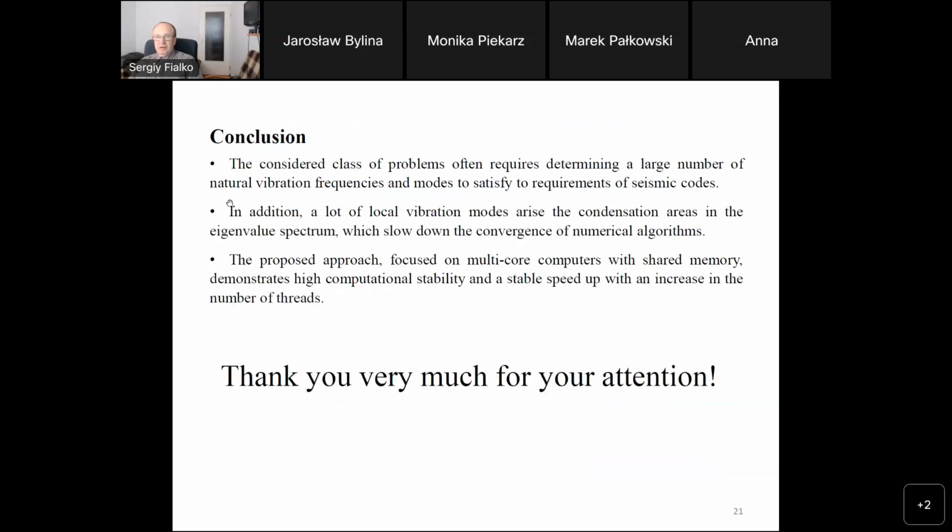Conclusions. The first two items are multiple underlines for today in my report, and then the proposed approach focused on multi-core computers with shared memory demonstrates high computational stability and stable speed up with an increase in the number of threads. Thank you very much for your attention.